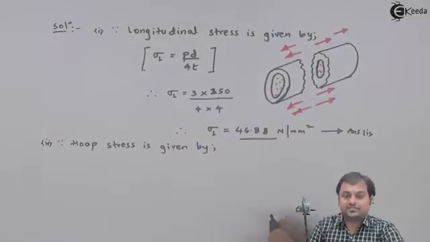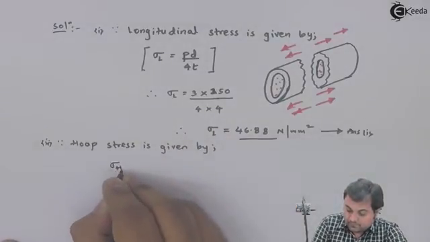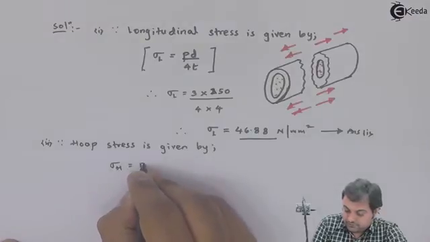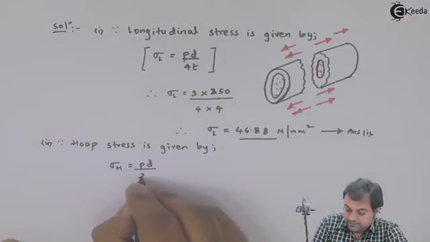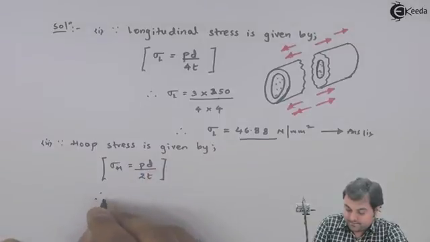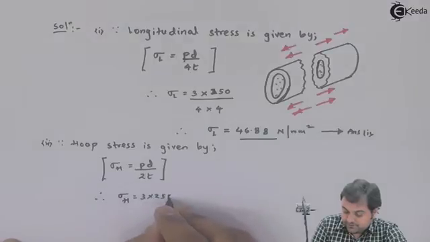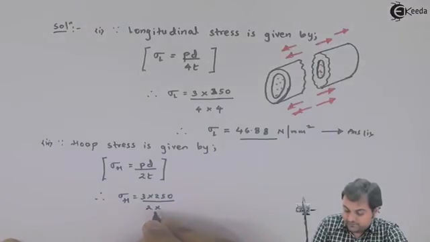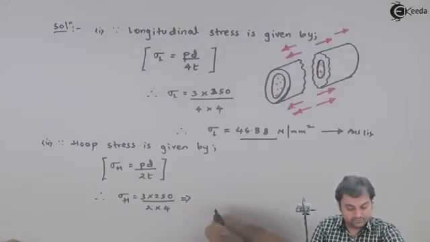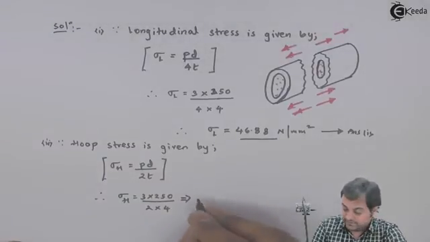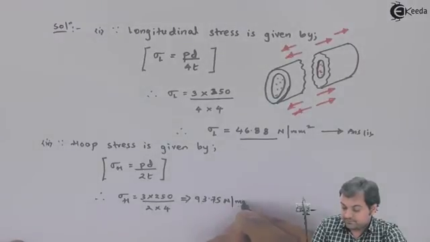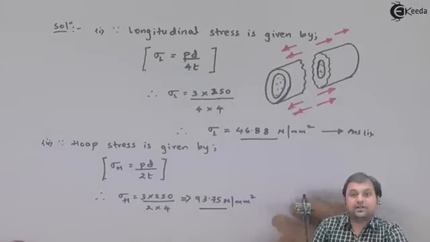Since hoop stress is given by sigma h is equal to PD upon 2T, therefore hoop stress is equal to P is 3, diameter is 250, divided by 2 into thickness, which is 4 mm. So from this, the hoop stress value comes out to be 93.75 Newton per mm square. This will be the second answer.